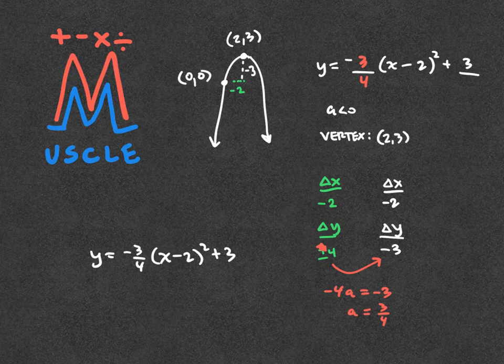Okay, we've got a max value at the vertex, and we've got all the attributes that we need in order to then write this equation in any form. We could write it in standard form, factored form, all that good stuff. We just have to expand if asked. All right, let's do one more example.